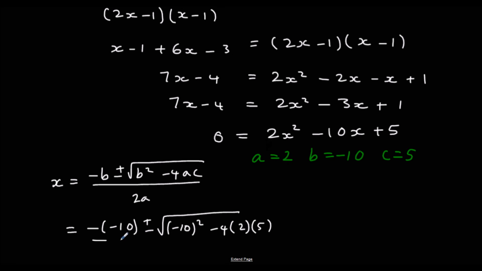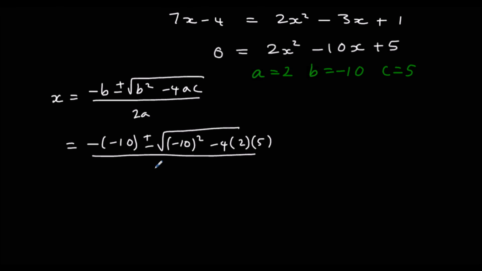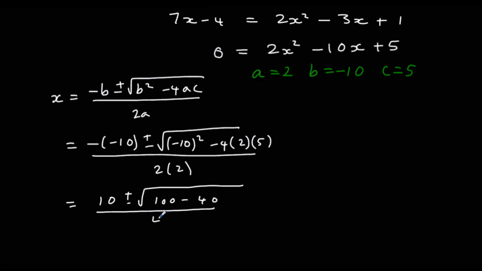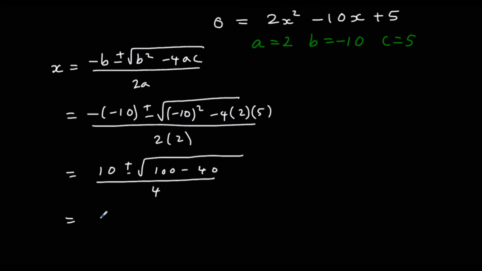all over 2a's, which are 2 2's. So simplifying this, minus 10 is just 10, plus or minus the square root. 10 squared is 100, so it's 100. Take away 4 times 2 times 5. 4 times 2 is 8. 8 5s are 40. Over 4, which is 10, plus or minus square root 60 over 4.